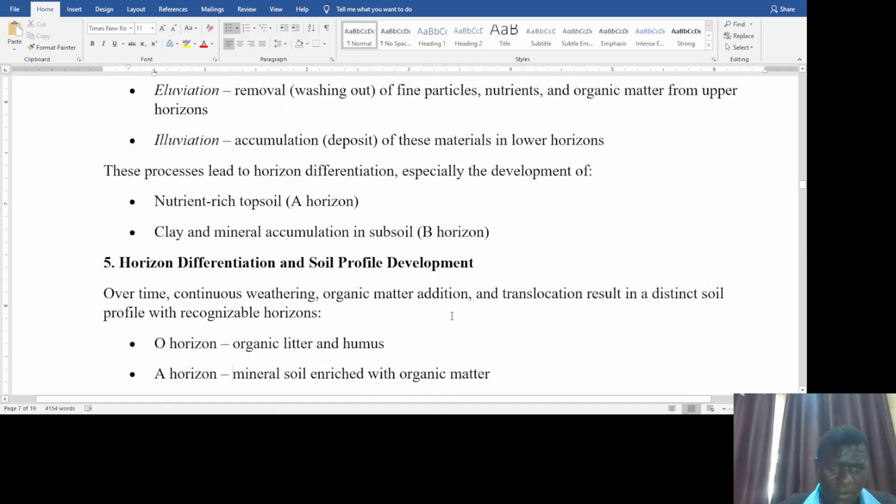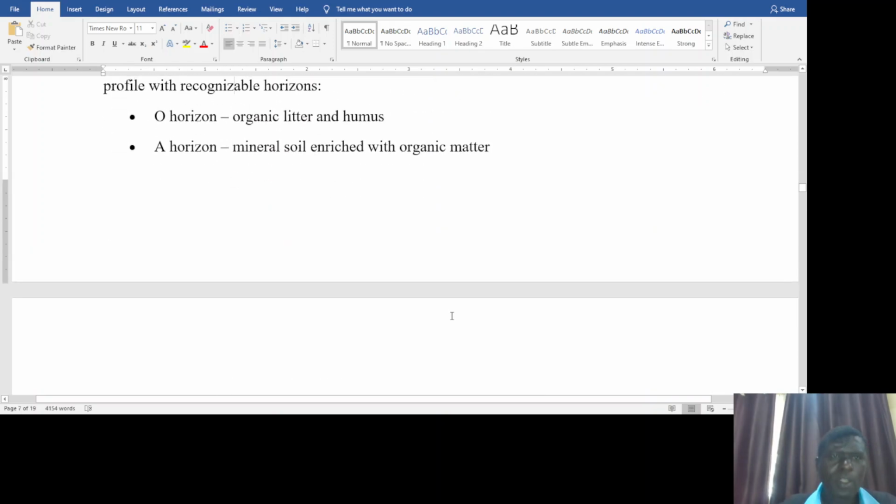And in well or fully formed soil, we normally have at least 5 horizons, and these are given alphabetical letters. The O horizon refers to the top soil, which contains a lot of organic matter and humus. Then just below it, the subsoil, we have a mineral soil enriched with organic matter.